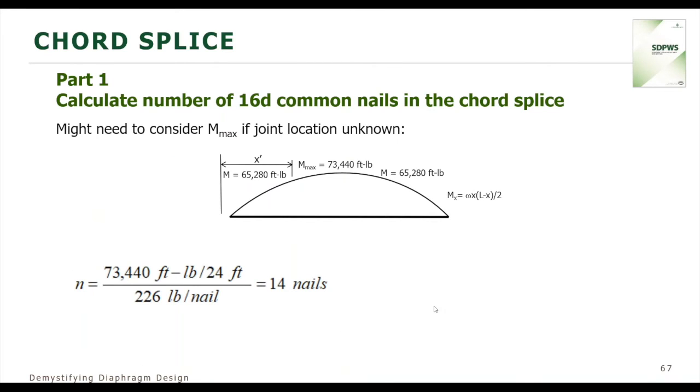But if you're out in the field, we don't really know where that splice is going to occur. So we may want to design all the splices based on that maximum moment, which is 73,440. And when we do the math, we see that it's only 14 nails. In the whole scheme of things, that adds 2 more nails, which doesn't add a whole lot to the overall cost of the actual project. So an engineer would probably do it per the maximum moment.